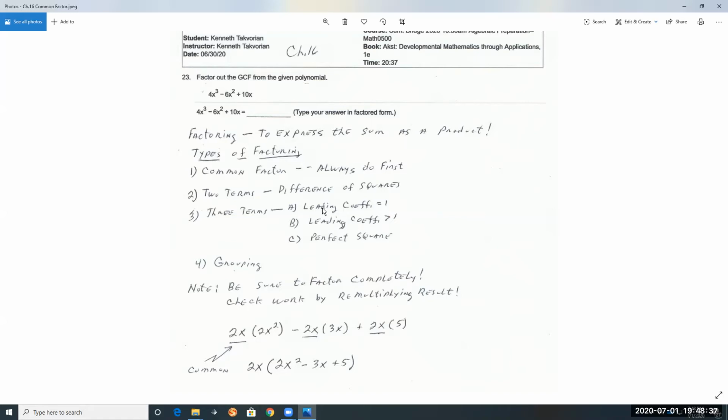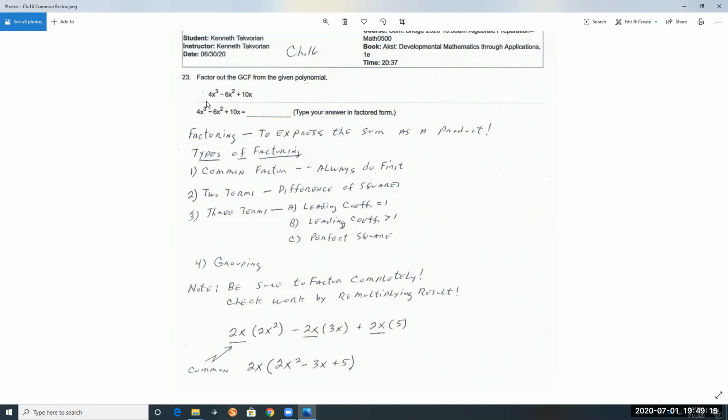One where the leading coefficient of the variable is 1. The leading coefficient is not 1, it's greater than 1. Or a very special case, it's a perfect square trinomial. The last method of factoring is the method of grouping, which is based upon common factoring thinking. Always be sure to completely factor the problem, and always check your answer by reworking it or remultiplying to get the original problem.